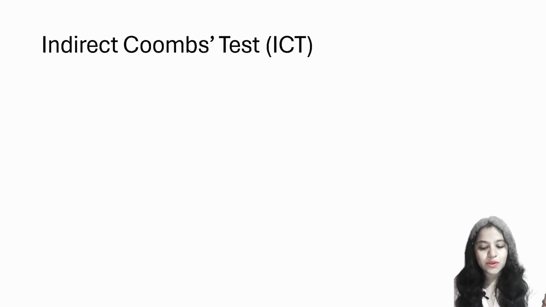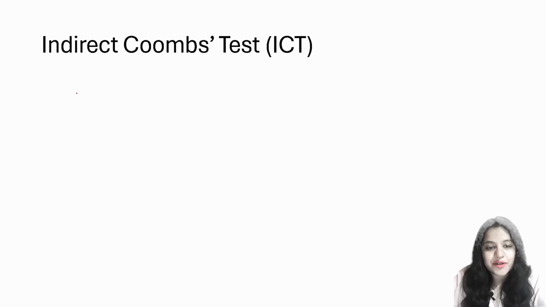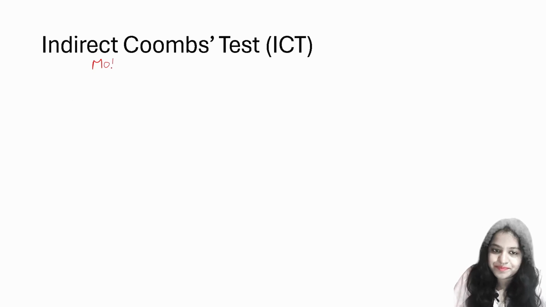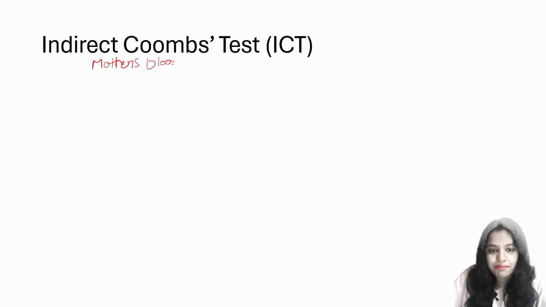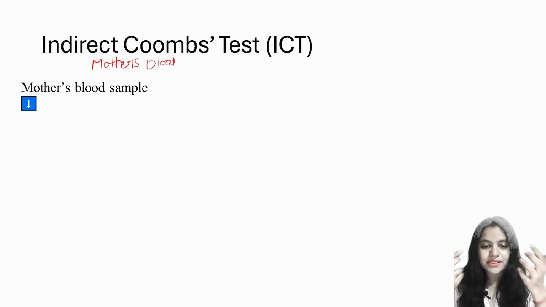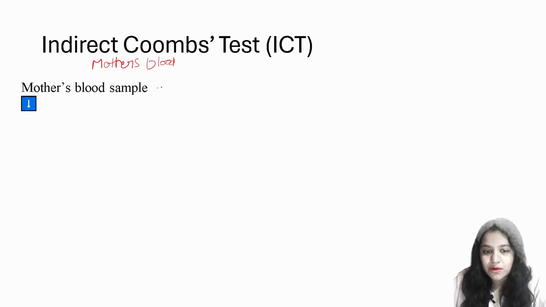Now, since direct was from the fetus, indirect would be mother's blood. Okay? There are only two parties involved here, fetus and the mother. If direct was from the fetus, indirect would be mother. Mother's blood is the sample. Now you have taken mother's blood as the sample. Now, what is in mother's blood? Mother's blood will have her own RBC, but we are not interested in that. This is of no use to us, okay?